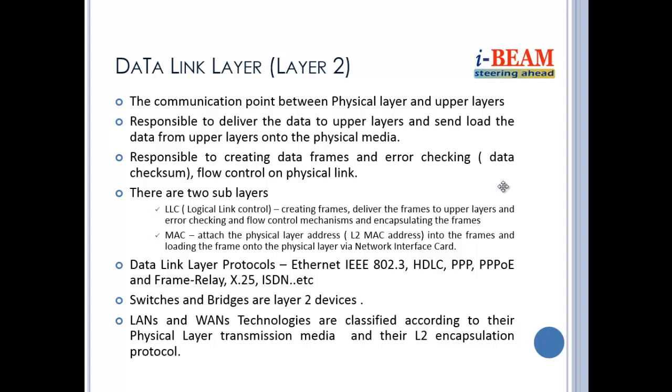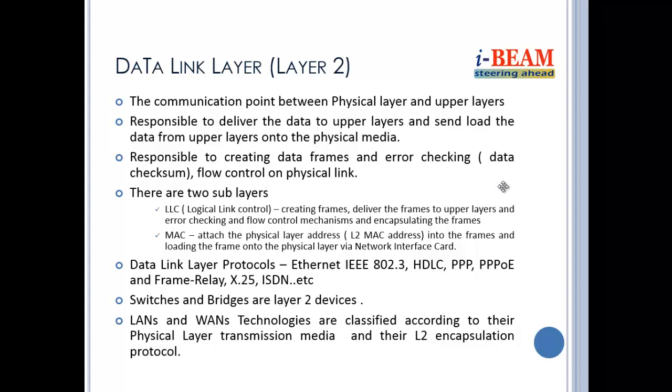I will start to talk about the data link layer, layer 2. In the OSI 7 layer model, the data link layer is layer 2. The data link layer is the communication point between the physical layer and upper layers. It is responsible for delivering the data to upper layers and sending the data from upper layers onto the physical layers. It is the delivery of the data frames, creating the data frames and doing the error checking, checksum and flow control on the physical links.